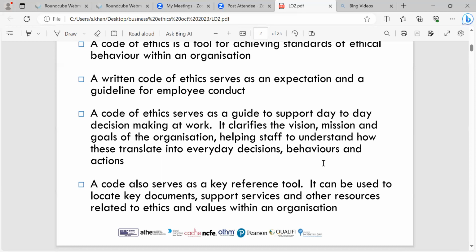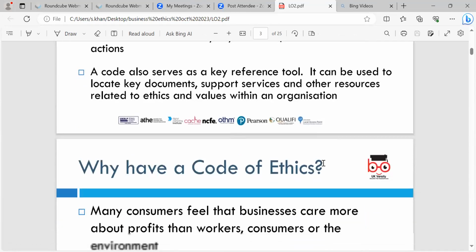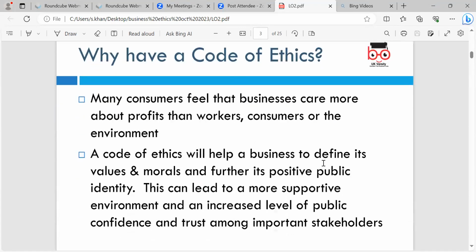And do you think people follow it because they feel like they have to follow it, or do you think people follow it because they've signed maybe a code of ethics or something? The whole point is there to support your day-to-day decision making at work. So, it's important that you follow the code of ethics. So we looked at why have a code of ethics.